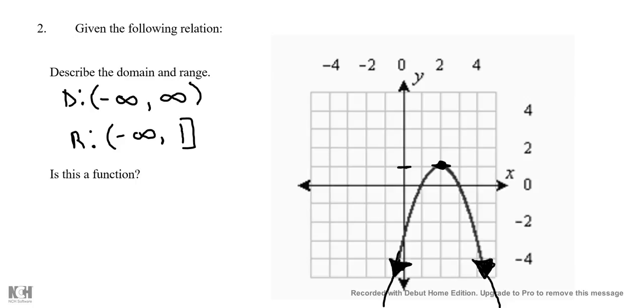Now, is this relation a function? We're going to do the vertical line test. If I draw a vertical line here, I hit once. Here, I hit once. Here, I hit once. I'm always only hitting this graph once, so yes, this is a function.